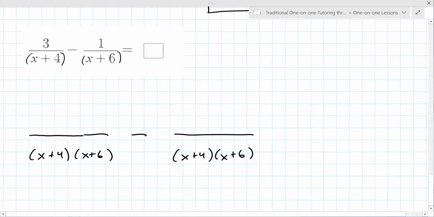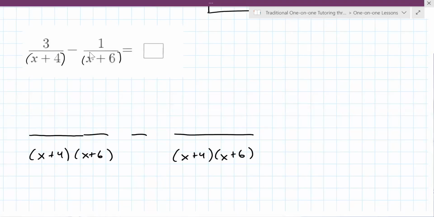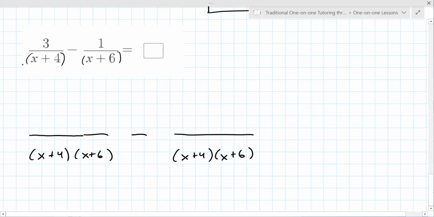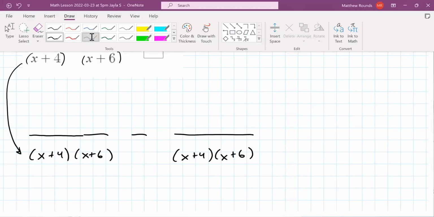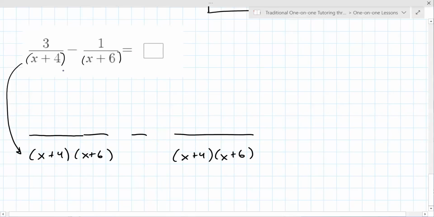And what you do to answer this question is you ask, well, what's missing? Like, how do you go from x plus 4 to x plus 4 times x plus 6? What is the intermediate thing that you're doing? Well, you're multiplying the top and the bottom by this x plus 6. Do you see that it's missing in the top and the bottom? Yeah. And since it's missing, you can multiply the top and the bottom by it. So it becomes 3 times x plus 6 in the top.